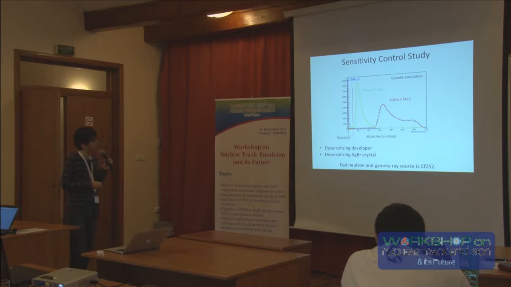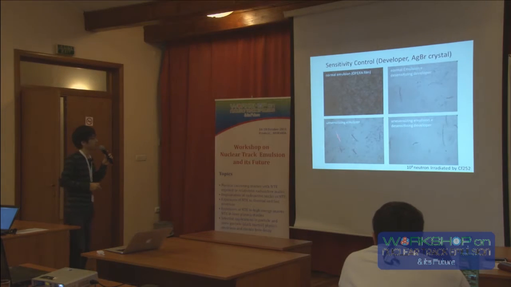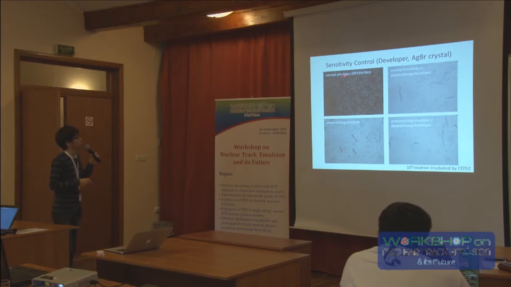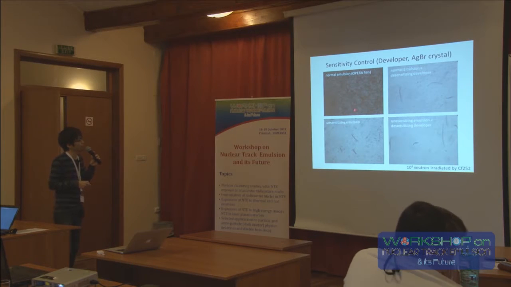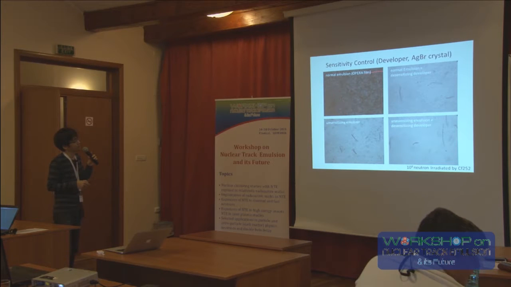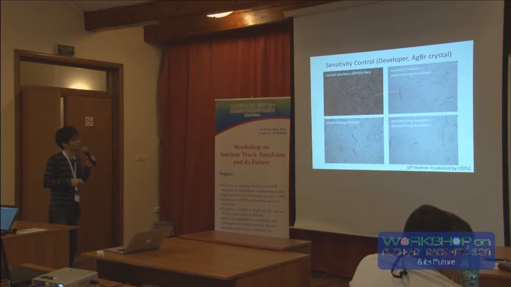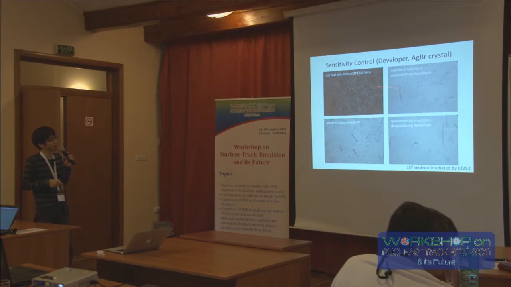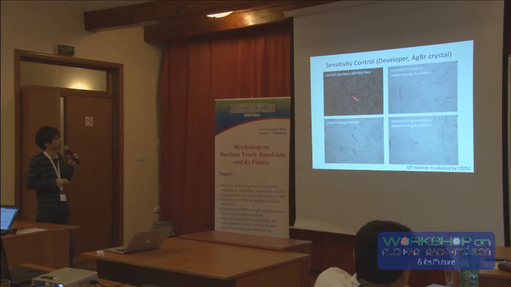So this is the result of the sensitivity control. This is normal emulsion. This is OPERA film. So you can see the proton track. This emulsion was exposed to californium neutrons and gamma rays. So you can see the proton.